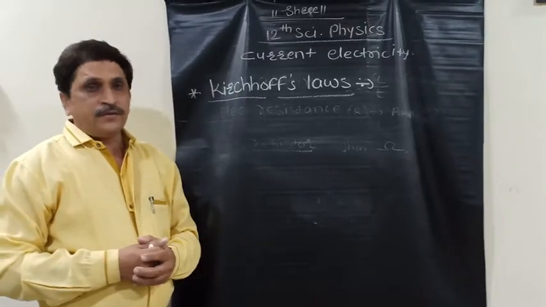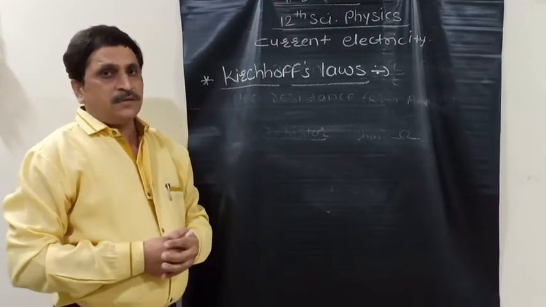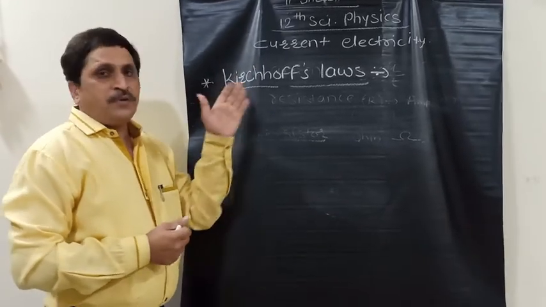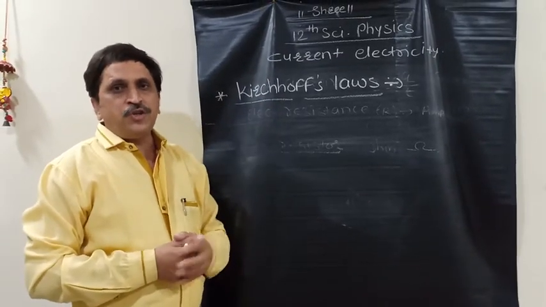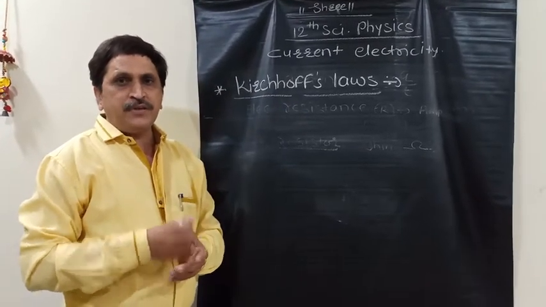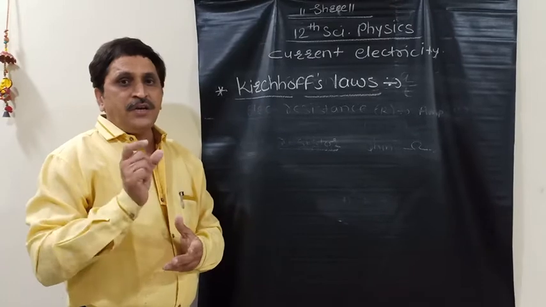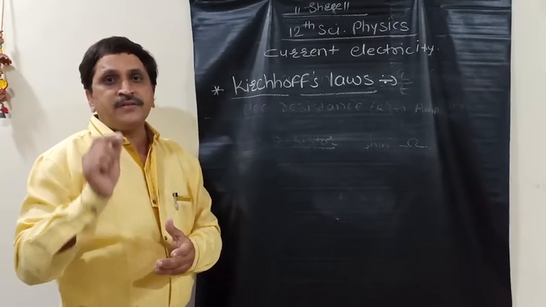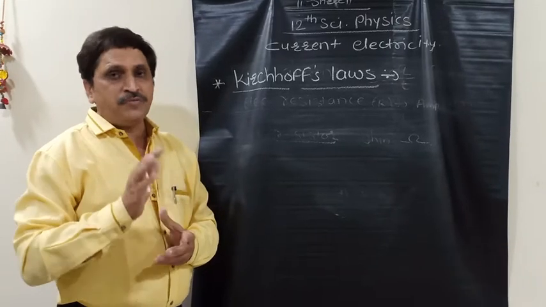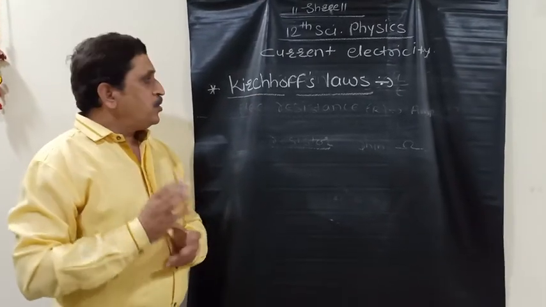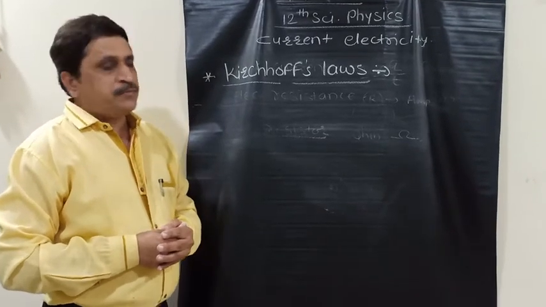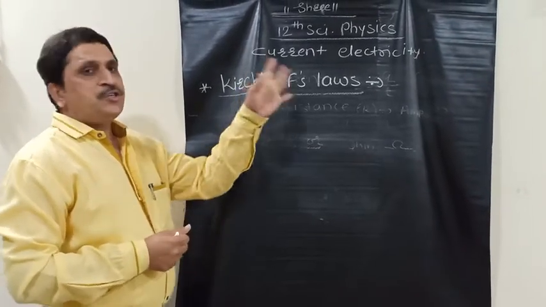Now, the first point related to the chapter current electricity is Kirchhoff's law. For what purpose can we use Kirchhoff's law? Kirchhoff's laws are useful to determine the electric current, potential difference and resistance in a complicated electrical circuit. That means when we are going through a very complicated electrical circuit and we have to determine the resistance, electric current and potential difference, then definitely we should use Kirchhoff's law.